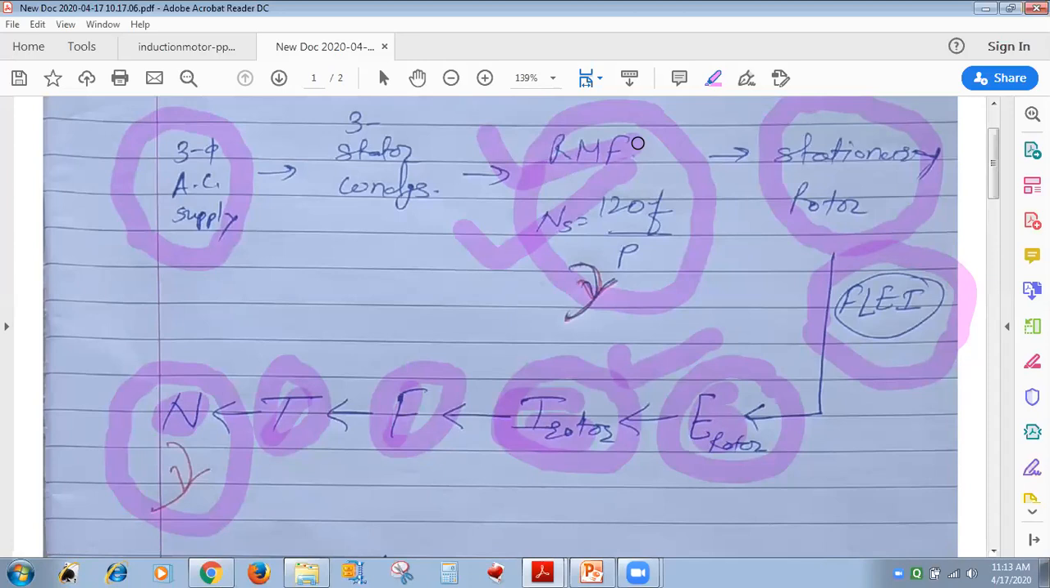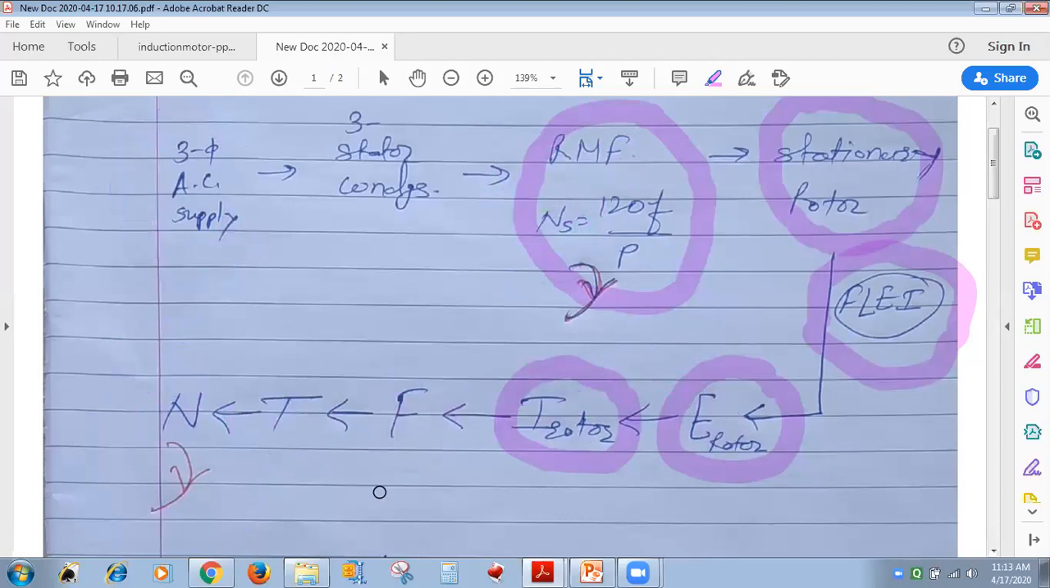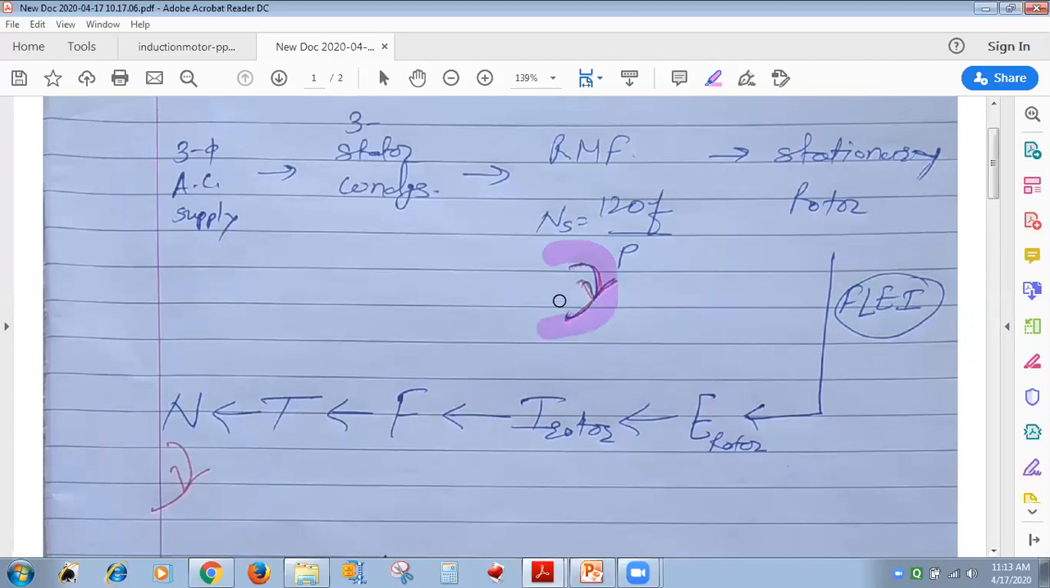So as per Lenz's law, consider the direction of rotation of the rotating magnetic field and the speed of the rotor. The speed of the rotor is N, the speed of the rotating magnetic field is Ns. If the rotating magnetic field rotates in clockwise direction, as per Lenz's law the rotor will oppose the cause producing it. So will it rotate in the same direction or in the opposite direction? It opposes the cause producing it, so it will rotate in the same direction.